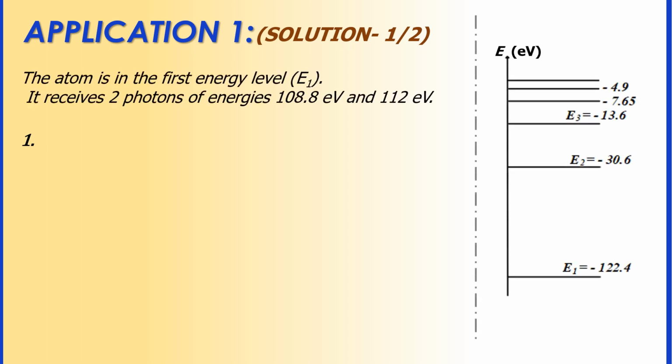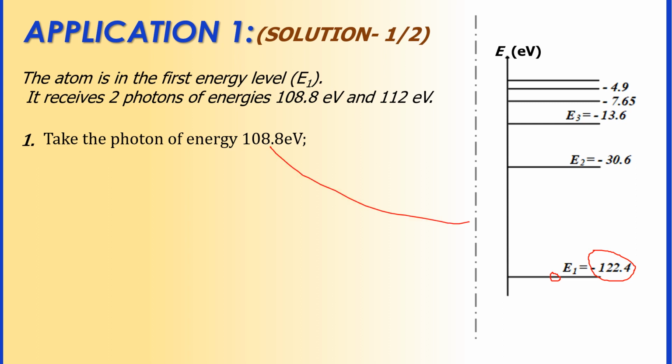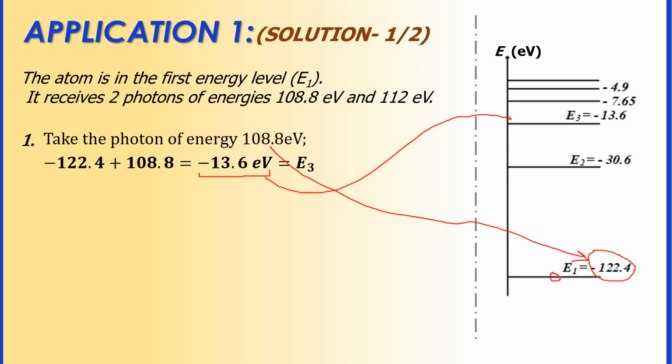First, I'll just rewrite the question. Two photons are incident on the atom, which is found on this level, or the electron is here. Same thing, the atom or electron are alike. Now, if this photon, the first photon, let's take the 108.8 electron volt, is absorbed, then this energy, minus 122, will have an extra 108.8 added to it, and we'll check the final answer. So I'll do simple mathematics, which is logical. Minus 122 plus 108.8 equals minus 13.6. So the answer, minus 13.6, happens to be equal to E3.